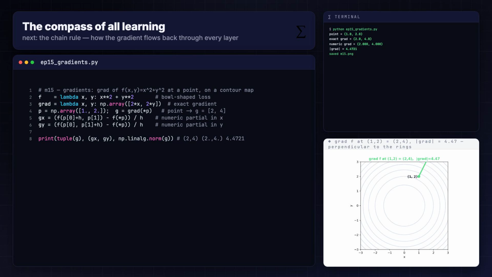That arrow is the compass of all learning, but a network stacks functions deep inside each other. Next, the chain rule, how that gradient flows back through every layer.